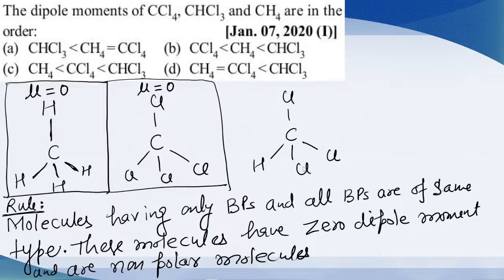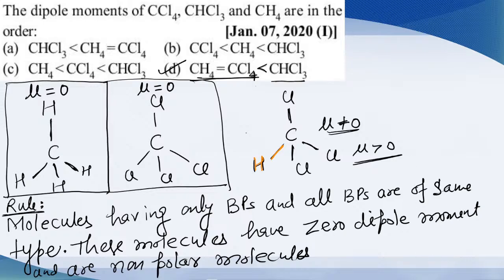But in CHCl3 there are only bond pairs, but they are of different types. 3 C-Cl bonds are there and there is one C-H bond. One bond is different from the other 3. That's why it is polar and its dipole moment is not equal to 0. So methane and CCl4 have equal value and that is less than CHCl3. CH4 and CCl4 are both non-polar with dipole moment 0, and in CHCl3 it is greater than 0. Not equal to 0 means greater than 0; it can never be negative. So D option is correct.